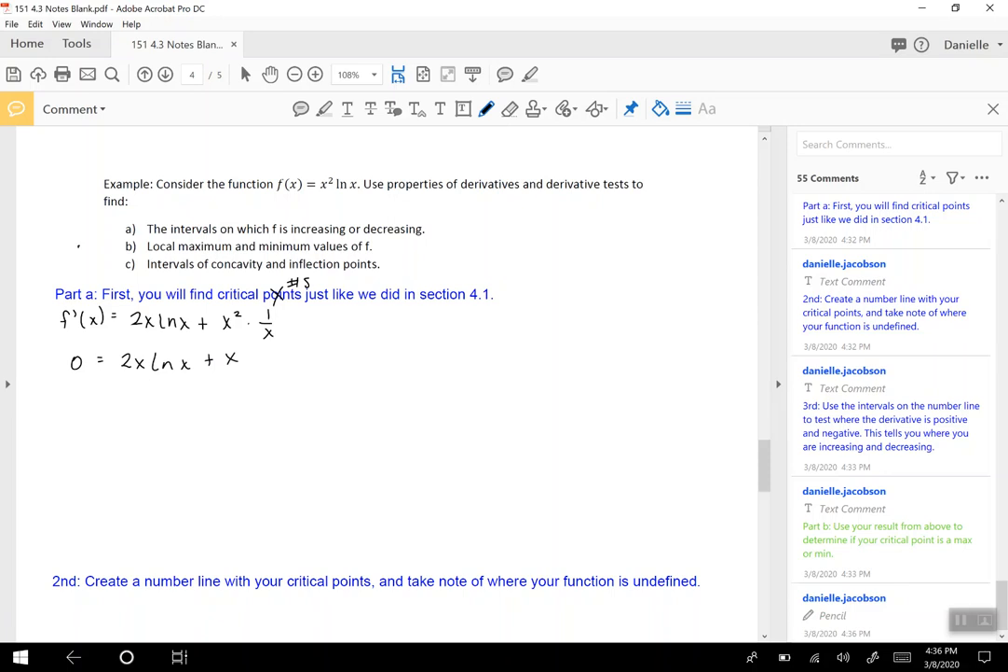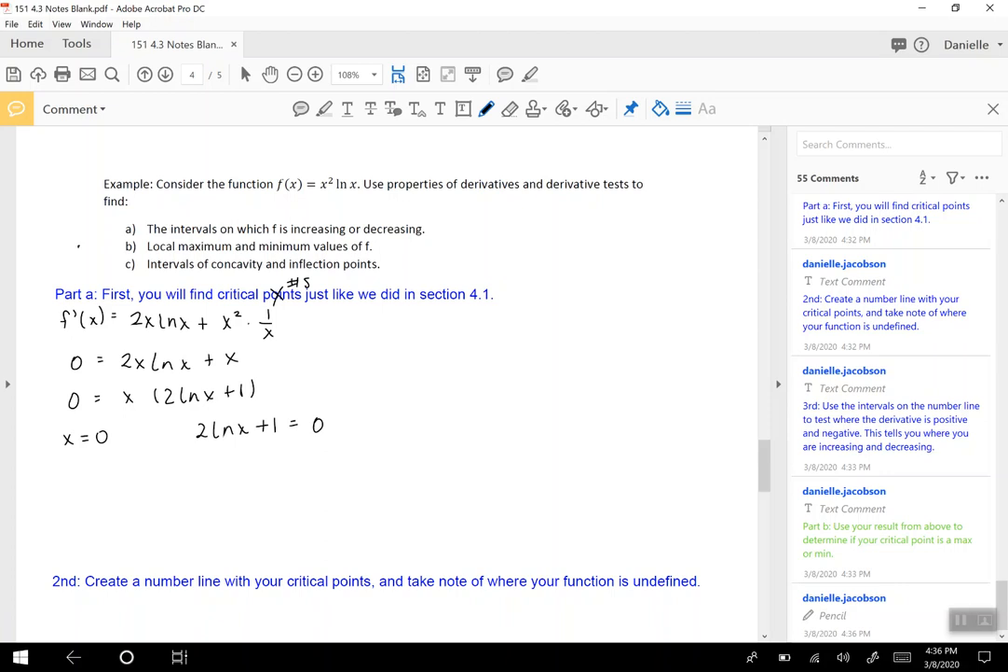Right, so now I want to solve. I notice on the right I can factor out an x. So I have 0 equals x times (2 ln x plus 1), right? Since this is multiplication, I can set each part to 0. So I get x equals 0 and 2 ln x plus 1 equals 0.